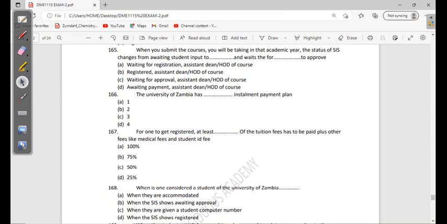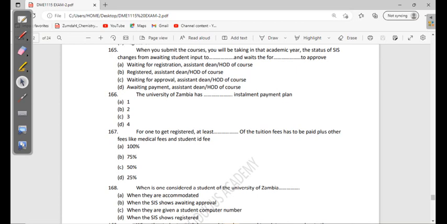So what is the status going to change from awaiting student input to? So after submitting the courses, the status of the student information system changes from awaiting student input to awaiting approval. And then the one who is going to approve is either the assistant dean or the HOD of that course that you have submitted. So that is C.